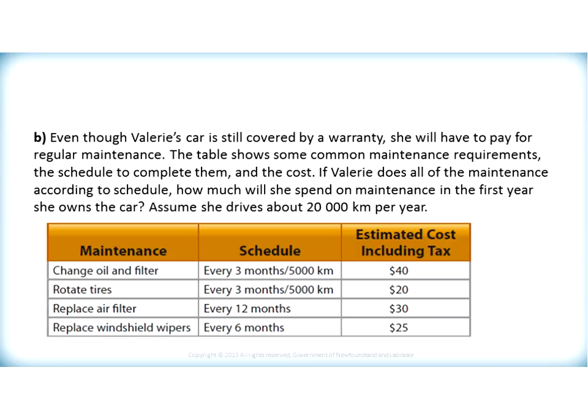Well, we can see that she has to change the oil and filter every 3 months, or 5,000 kilometers. That's $40, including her taxes. To rotate her tires, that happens every 3 months, or 5,000 kilometers, and that will be a $20 cost. Every 12 months, she'll want to replace her air filter, and that'll cost $30. And every 6 months, she'll want to replace the windshield wipers, and that'll be $25 every time.